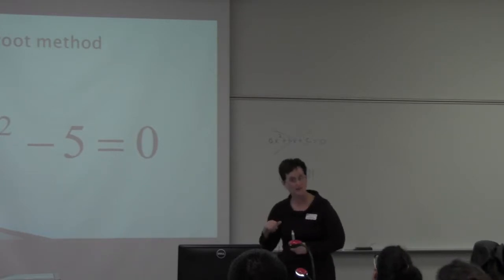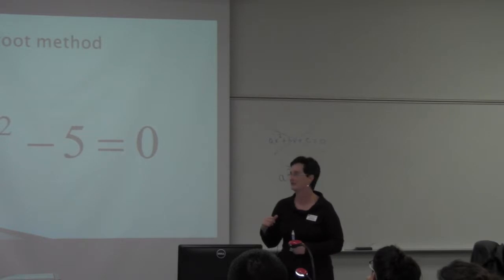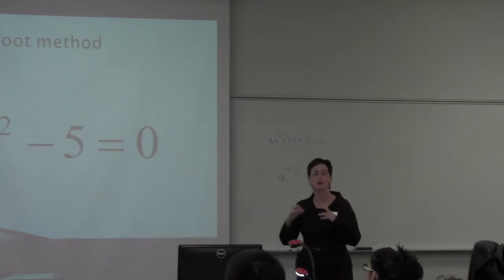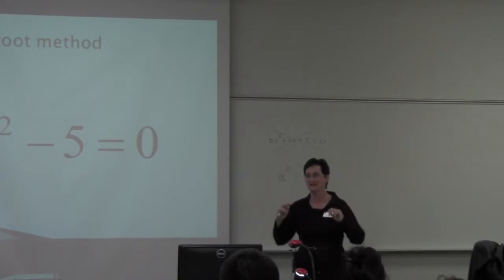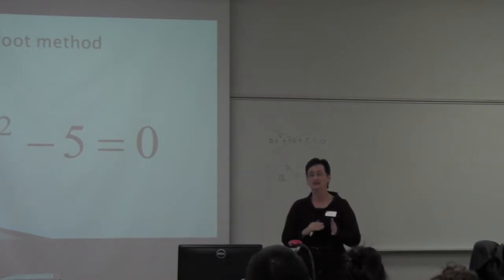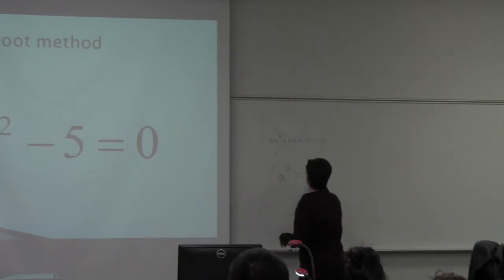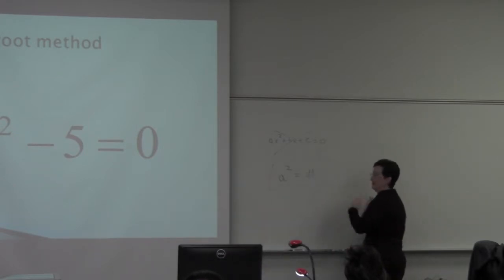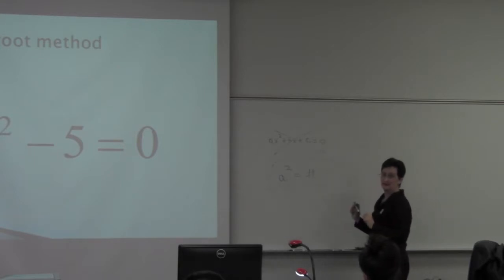All right, and that means there's an x squared. Who's missing? The x is missing. All right, so if there's no middle term, then ding, ding, ding, red flag. This is the square root method. The square root method, you want the squared term on one side and the number on the other. You do not want to put it in standard form.